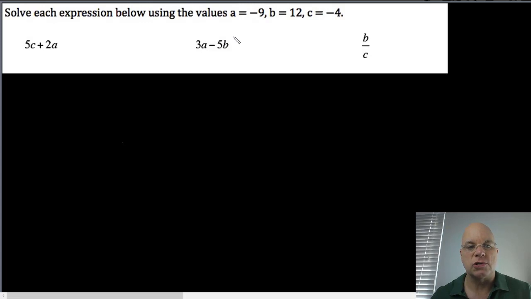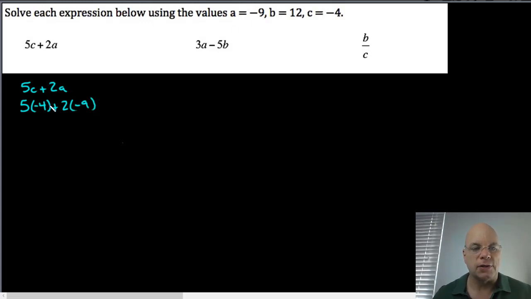This first idea is substituting integer values for these variables and then performing the correct integer operations to simplify these expressions by solving them. 5c plus 2a, I'm just going to rewrite that. Whenever we see a number adjacent to a variable, that's called a coefficient, and that means we're multiplying. So 5c means 5 multiplied by c. So it's 5 multiplied by c, which is -4, plus 2 multiplied by the value of a, which is -9.